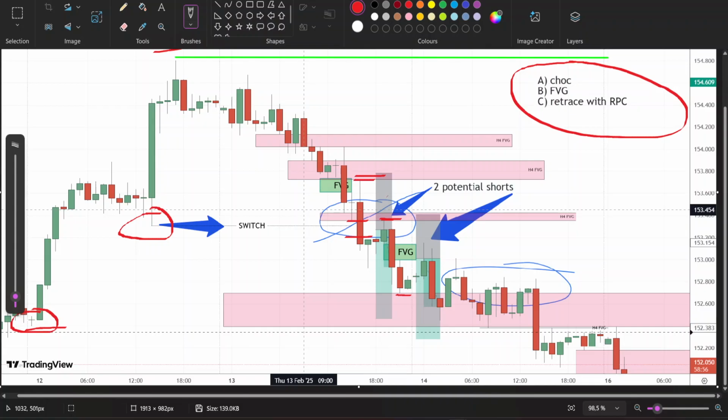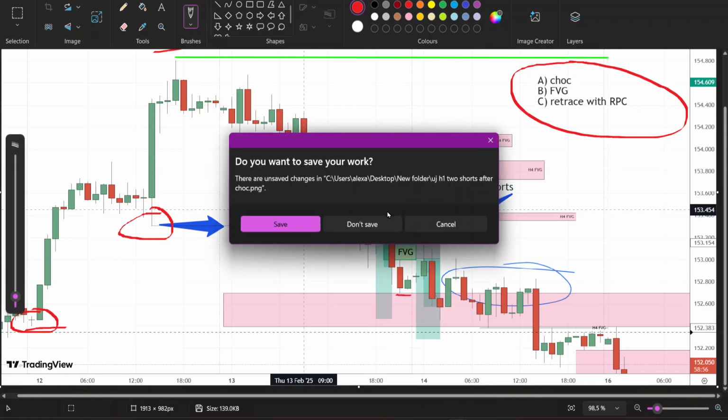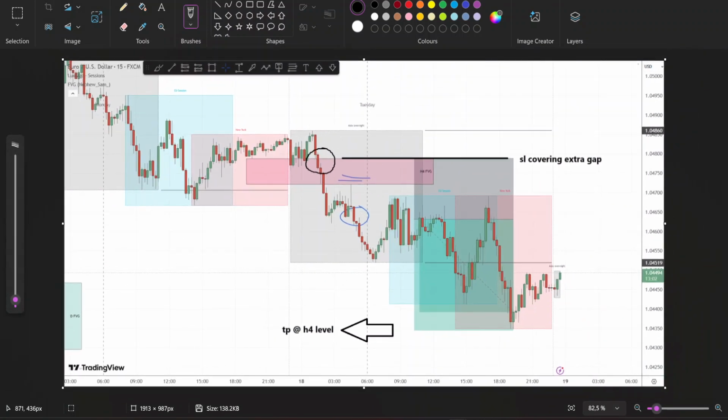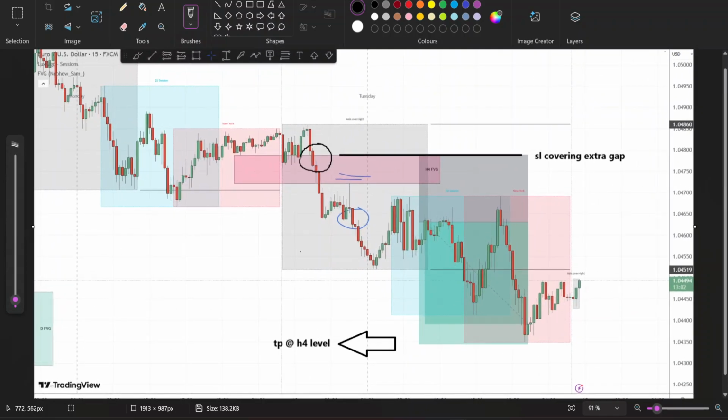Right, so that's this example. I'm just going to close this one, I don't need to save it. We have another example here. This one I took, this is from yesterday, I think. I was looking for EU shorts on 1 hour.